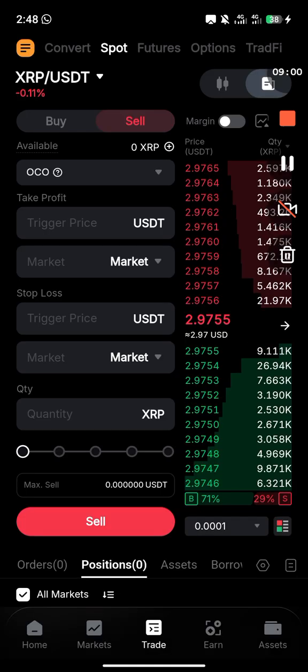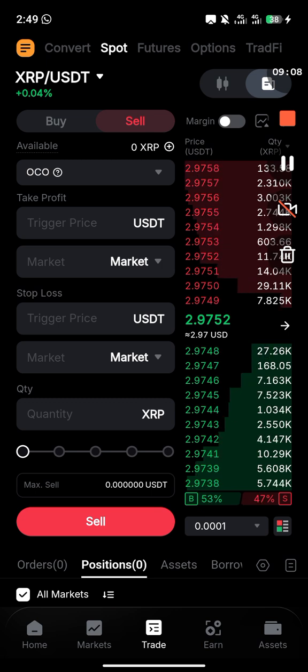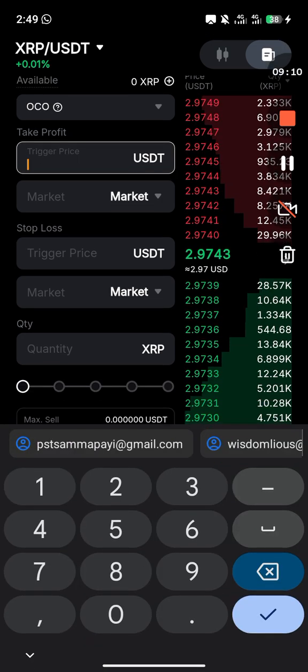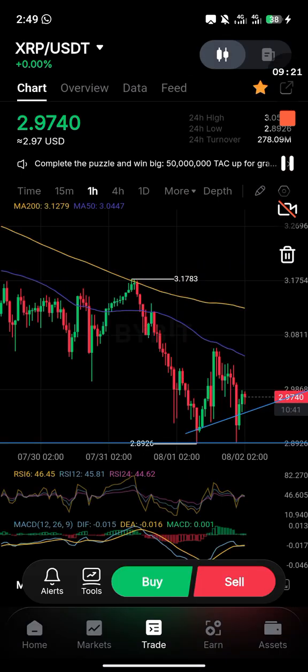Limit only helps you to set when you want to go out, either at this price or this price. While take profit OCO helps you to set both your take profit and your stop. So if it goes up to that price, it takes you out in profit. If it goes down, it takes you out in loss. That's stop loss. So that's all about spot trading.